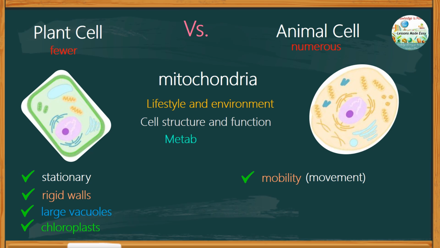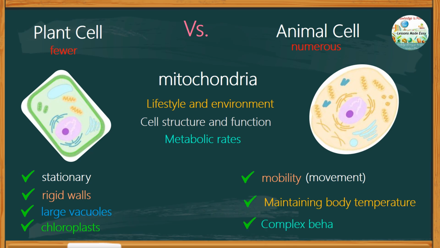Another reason is the metabolic rates. Animals often have higher metabolic rates and energy demands than plants due to activities like movement, maintaining body temperature, and complex behavior. Therefore, a greater number of mitochondria is needed to meet the required energy.